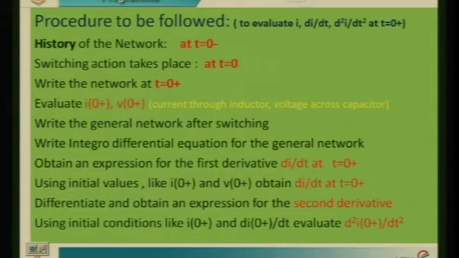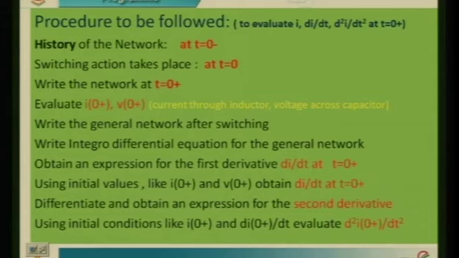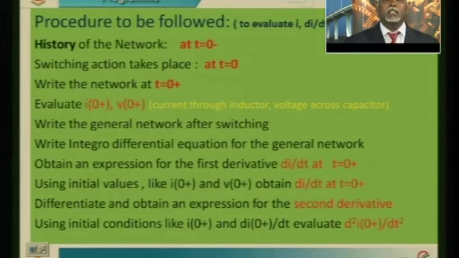History of the network is very important at t equal to 0 minus, before the switching occurs. Switching action takes place at t equal to 0. Immediately after switching, write the network using the initial conditions. Evaluate the current or the voltage at 0 plus. If it is an inductor, find the current through the inductor. If there is a capacitor, find the voltage across the capacitor. Write the general network after switching. Write the integral differential equation for the general network.